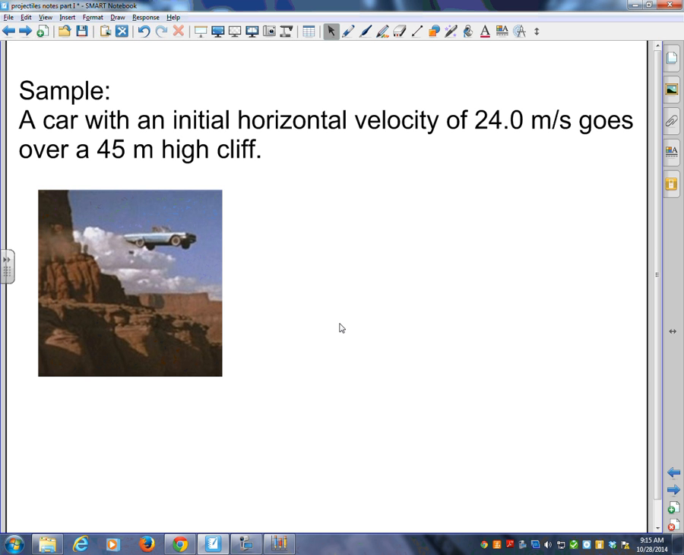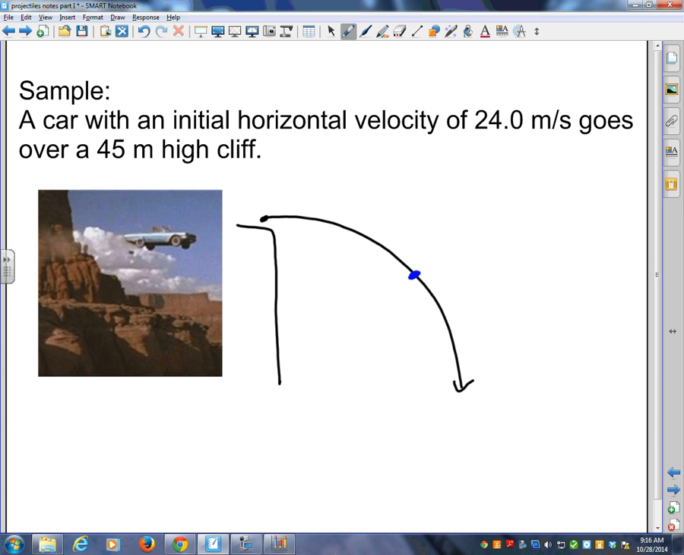Anyways, I always think of this type of problem as the stuntman driving off a cliff type of problem. Okay, so let's do this one here. Do you want to write this down? Car with an initial horizontal velocity of 24 meters per second goes off a 45-meter high cliff. That's basically it, right?